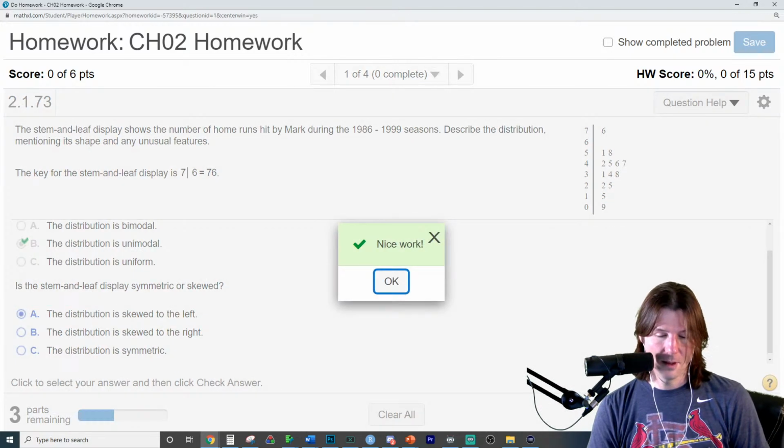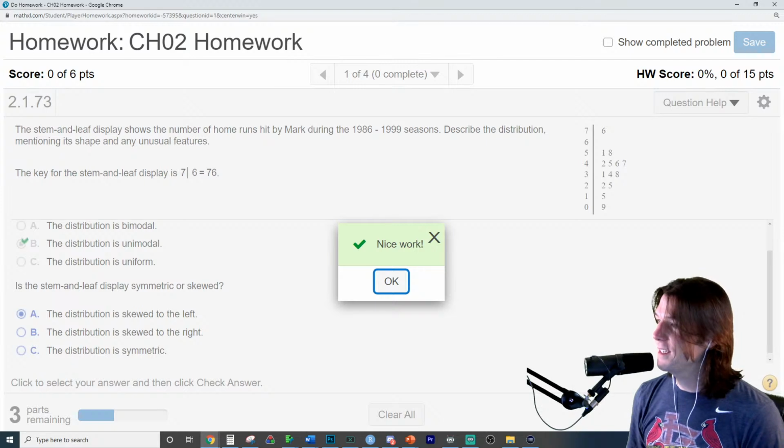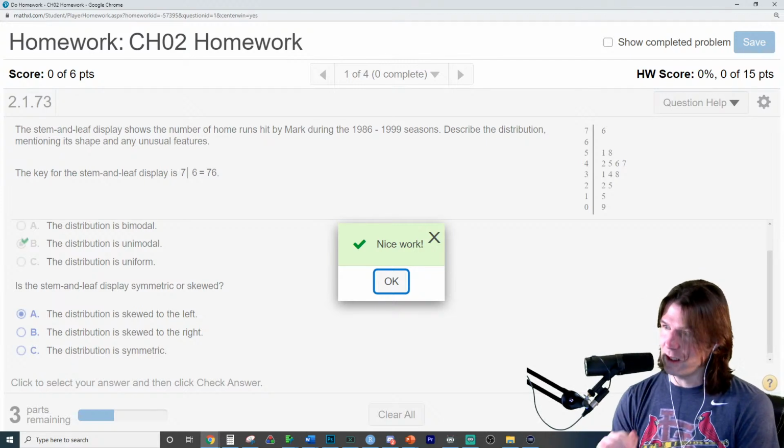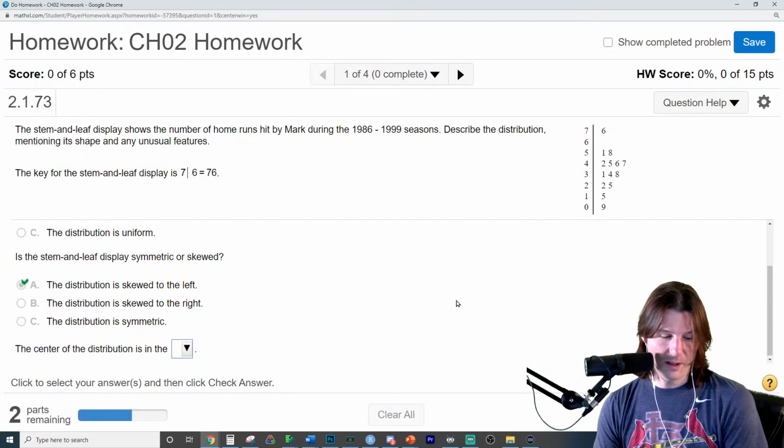Here we go. Of course it's left skew. Why did I even question myself? It's a little bit of left skew. It has a little left skew.